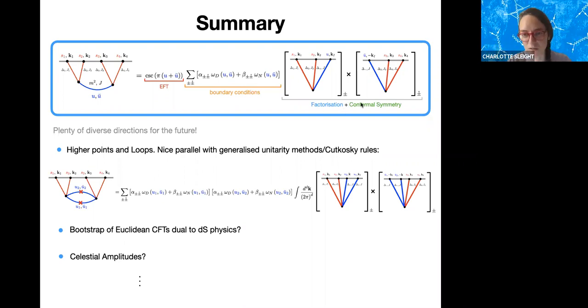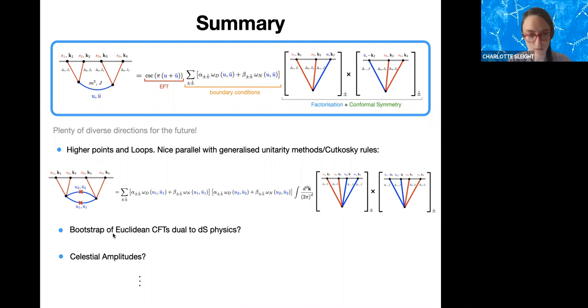So guided by factorization, conformal symmetry, and boundary conditions. And as you might expect, there's a nice parallel that emerges with the Cutkosky rules in flat space, as you can see here already with the candy diagram. And this is similar in spirit to existing unitarity methods in AdS/CFT.